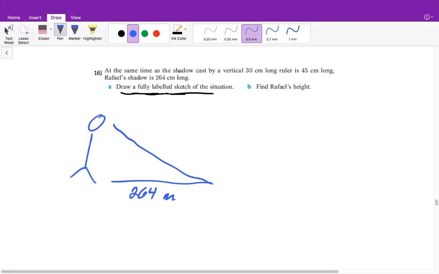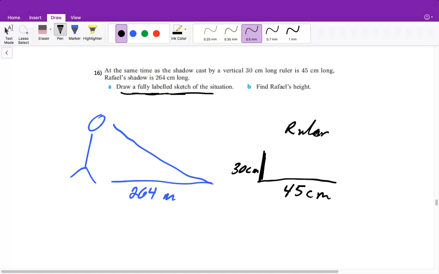All right, and it says at the same time that as a shadow cast by a vertical ruler, so if we put a ruler in the ground and it's 30 centimeters long, so here's our ruler. It's 30 centimeters long, and it tells us that its shadow is 45 centimeters long, and it says draw and fully sketch. So here's Raphael's height, and this is what we do not know. All right, so this is his height. Let me put arms on him. This is his height. And this is our unknown, so find Raphael's height.